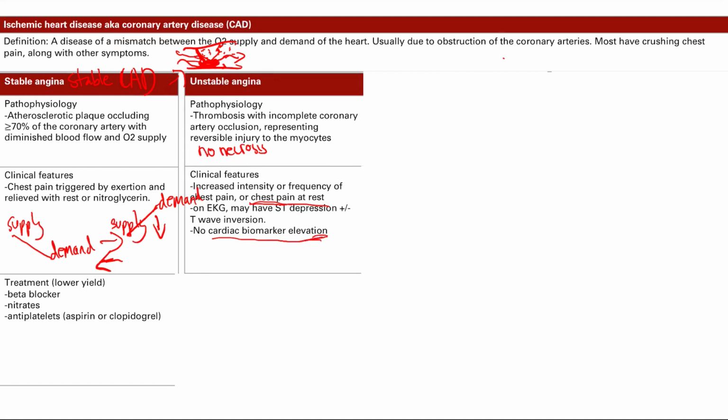Cardiac biomarkers are molecules specifically found in cardiac cells, and they're released when the cardiac cells die. So if you see those, that means there's some cardiac cell necrosis. But we just said here that there's no necrosis, so obviously then there's going to be no cardiac biomarker elevation.